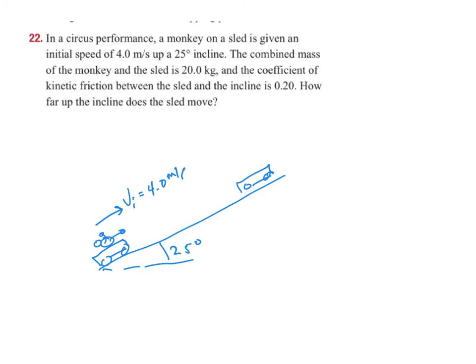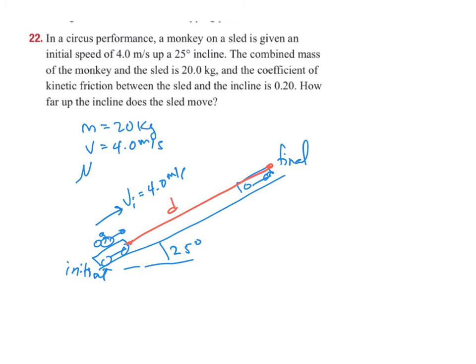So initial is down here. Final is up here. And they give you a mass of the monkey and the sled, and they give you the initial speed, 4 meters per second. And I'm going to say he goes a distance d. Okay, and that's what we're trying to figure out. Oh, they also give us mu k is 0.20. So we're trying to solve for the distance that monkey goes.